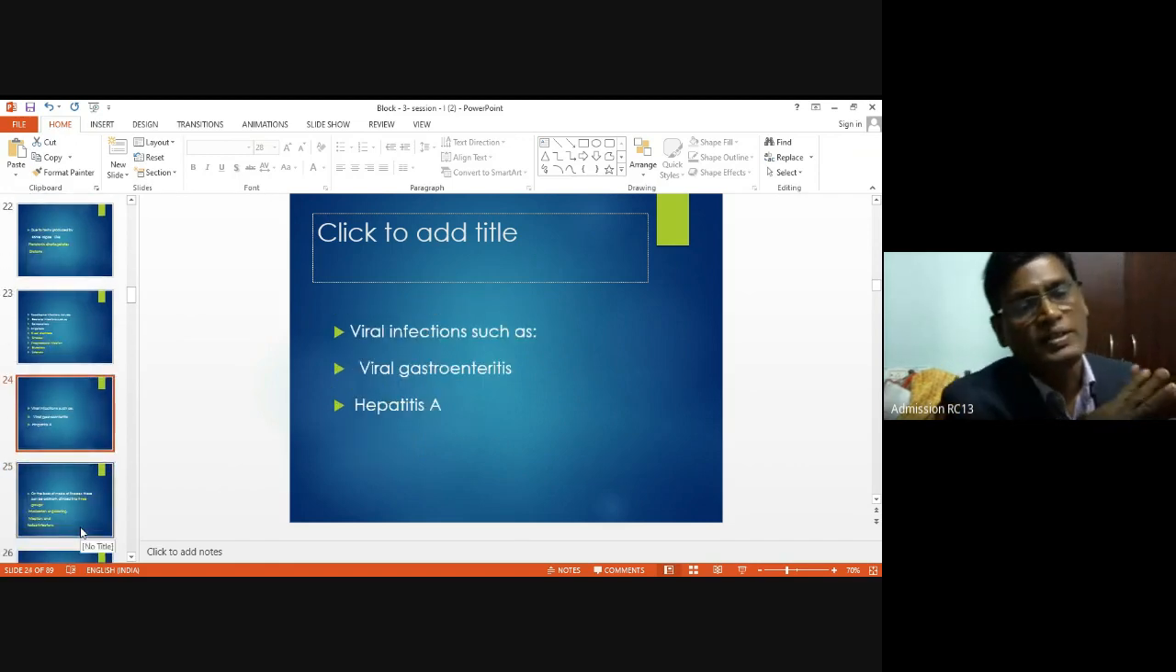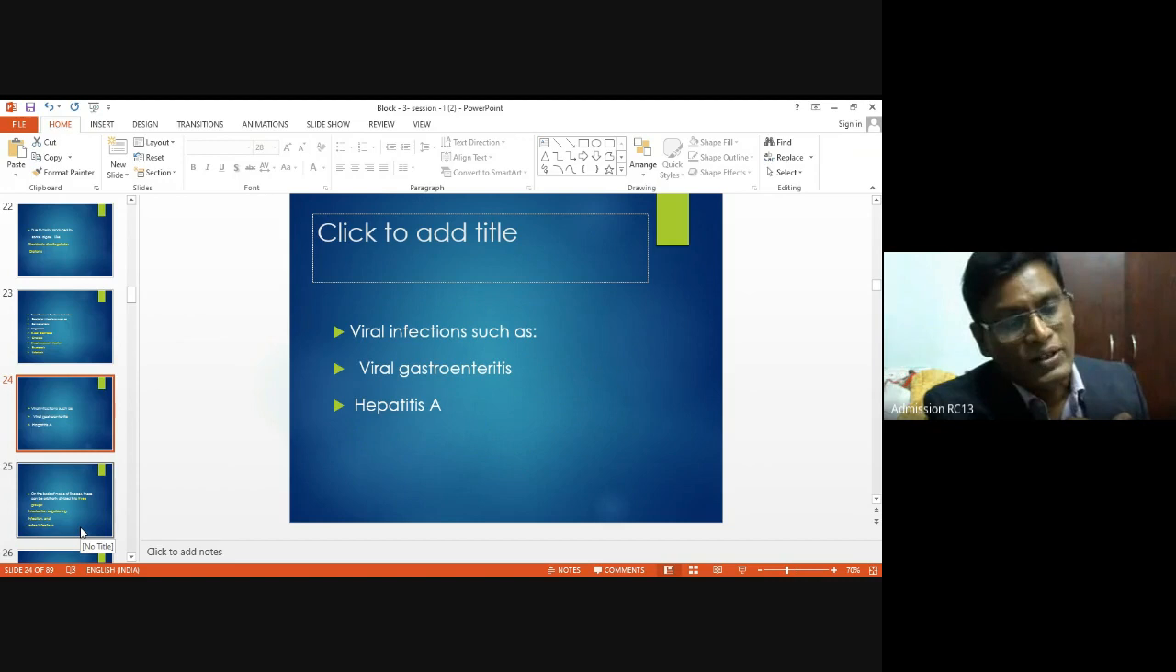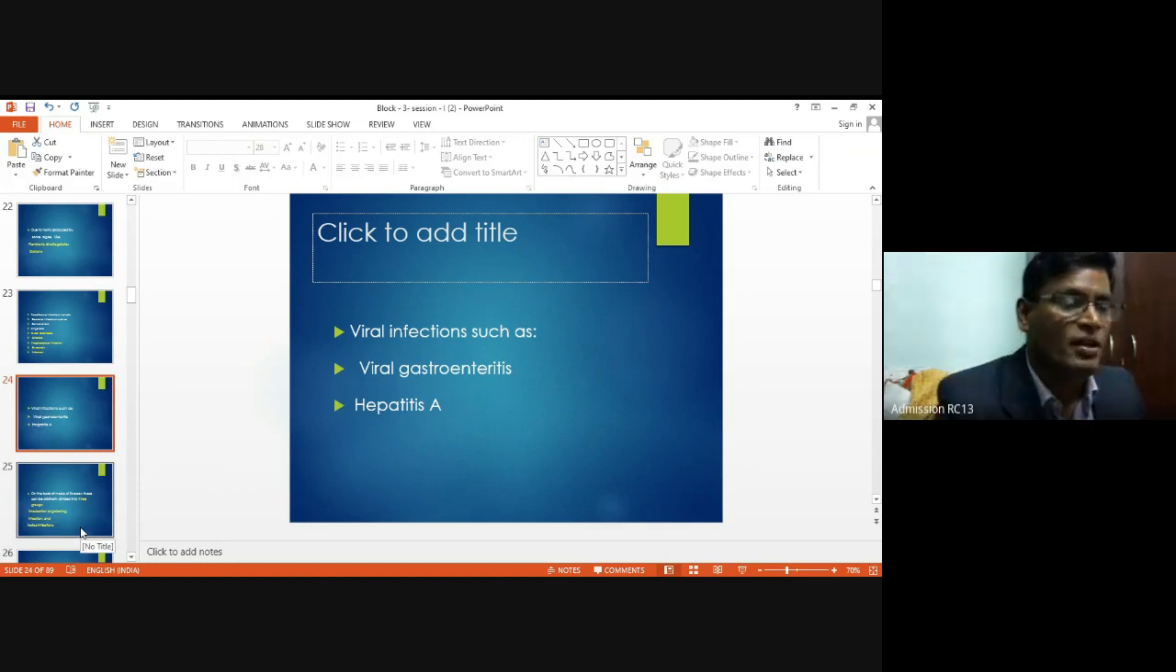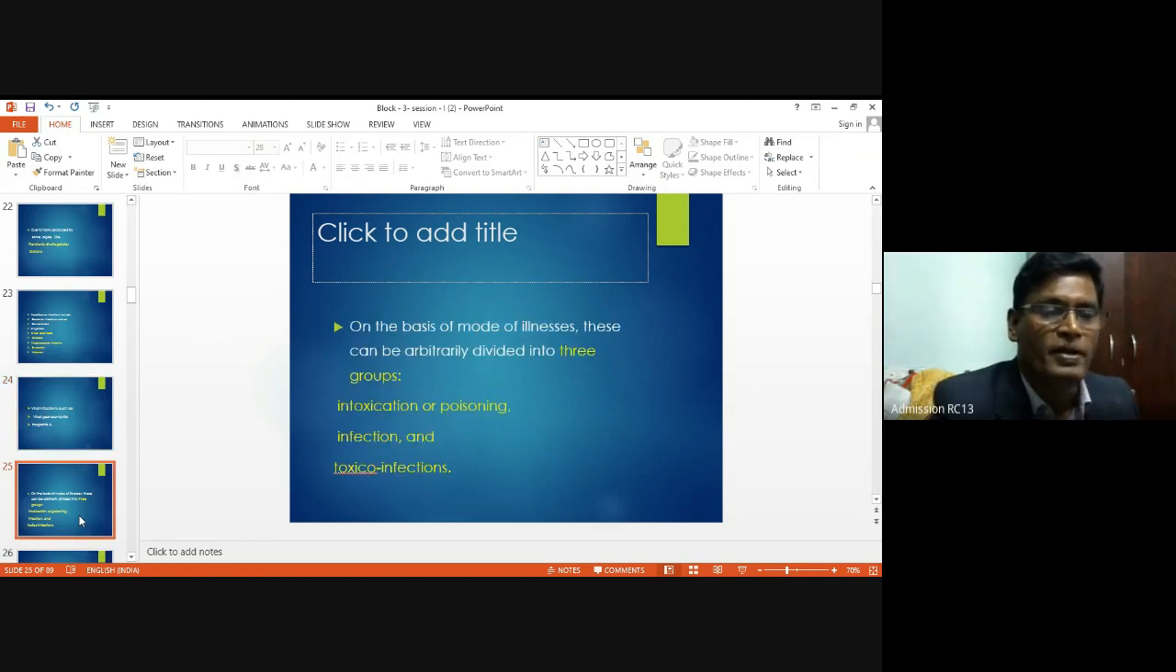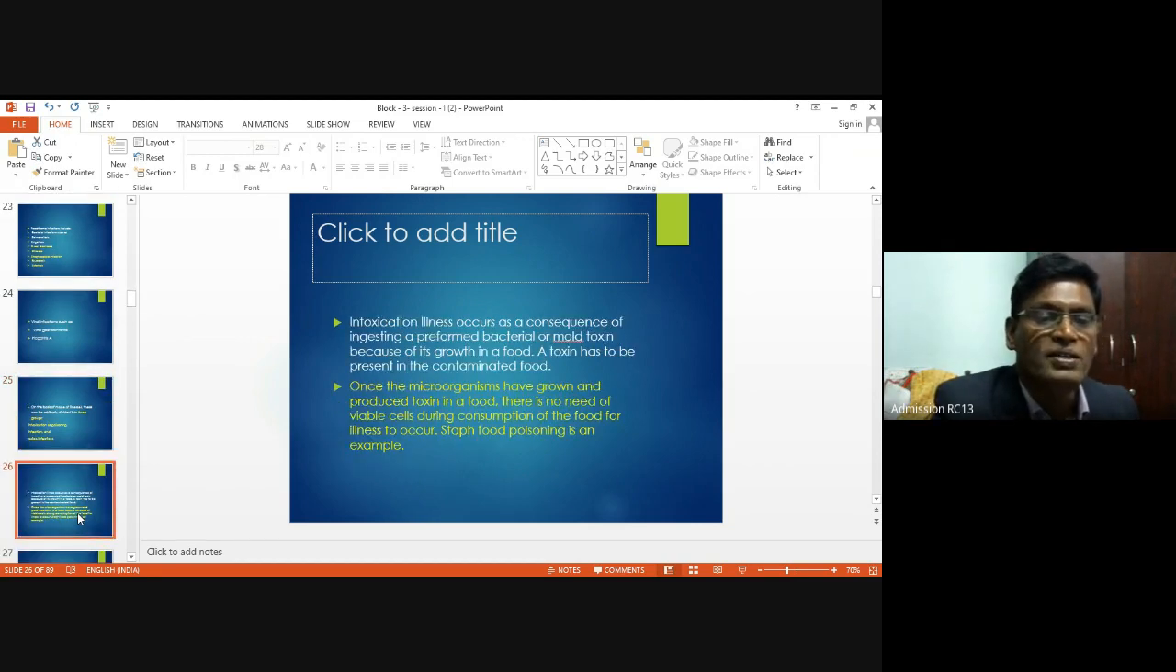And viral infections, such as viral gastroenteritis and hepatitis A, are also sources of contamination which create a problem in human beings. On the basis of mode of illness, these can be arbitrarily divided into three groups: intoxication or poisoning, infection, and toxico-infections.